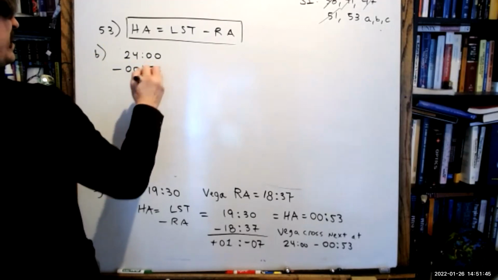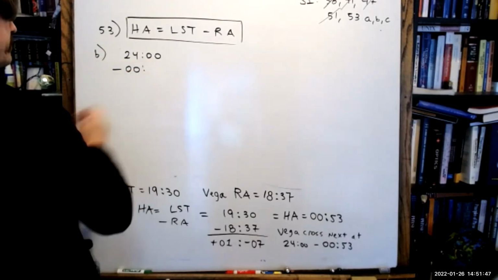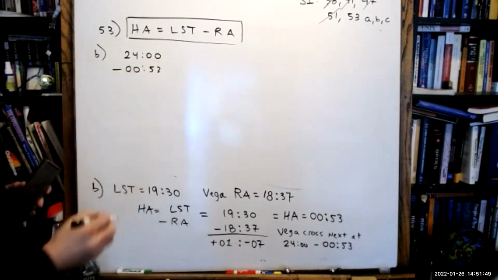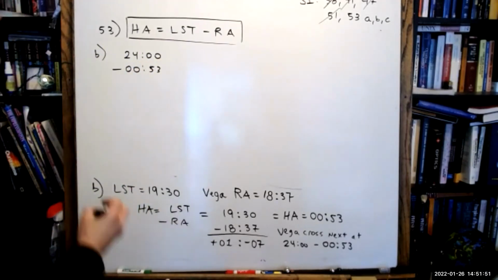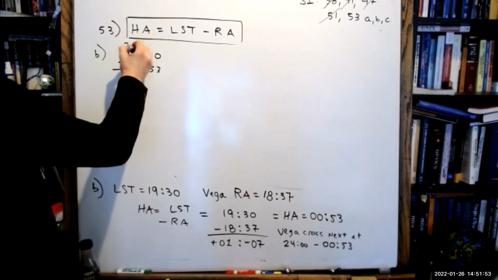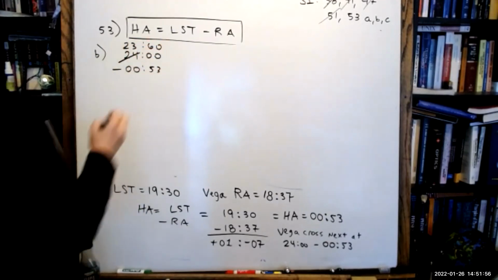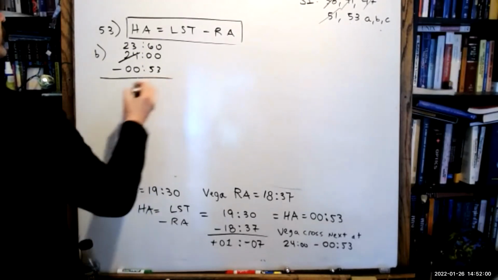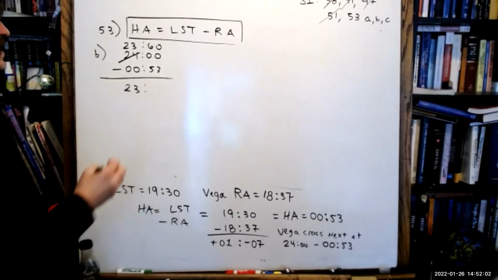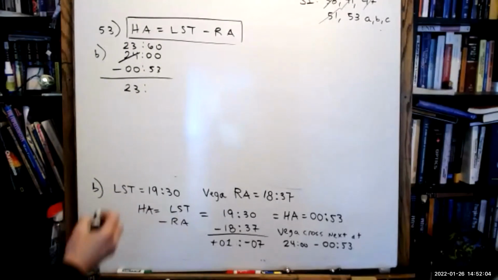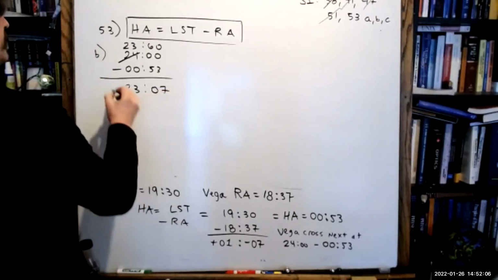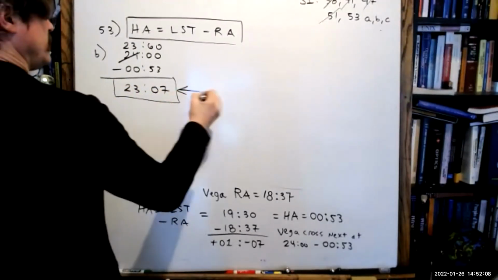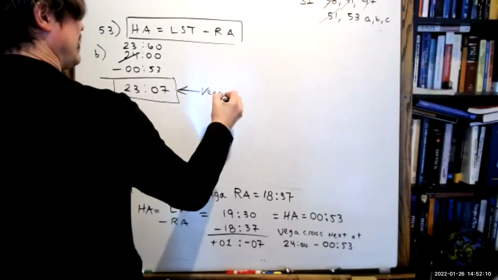Do you guys know how to do this? Let me show you a little trick here. We could switch this to 23 hours and 60 minutes. Then we don't have to deal with any negatives. 23 minus 0 is 23. 60 minus 53 is 7. That's when Vega will cross next.